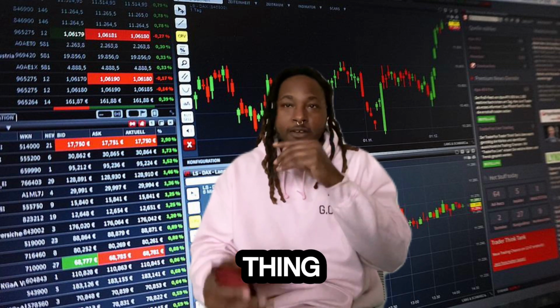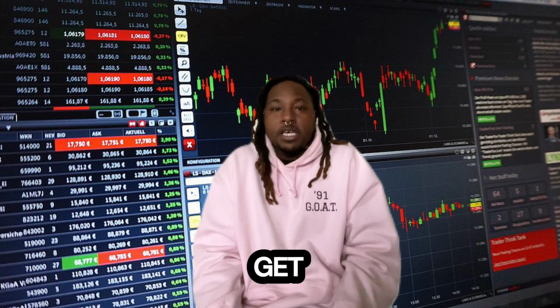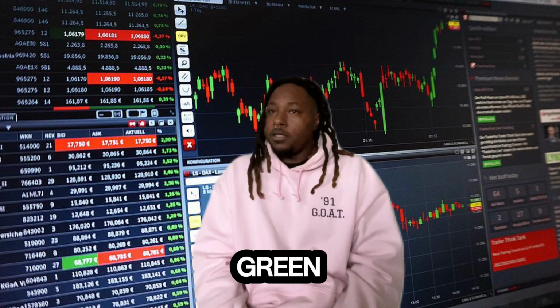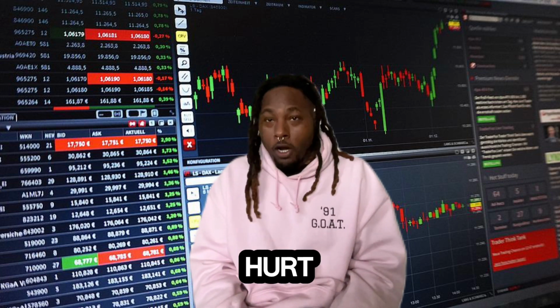Like my whole thing for starting a trading account, I just wanted to see the green. I wanted to see if I got the chops. Do you got the chops? Can you get it to the green? I've been able to get it to the green, but man, do them lows hurt.